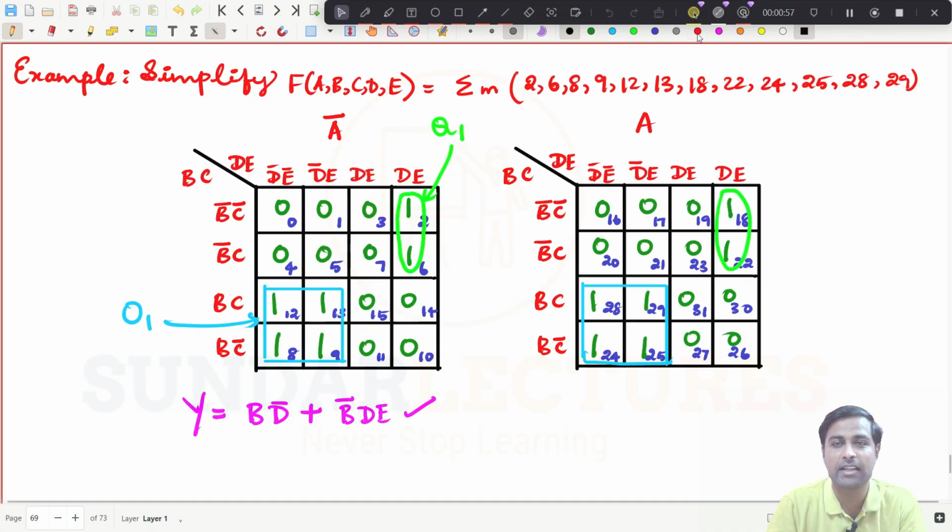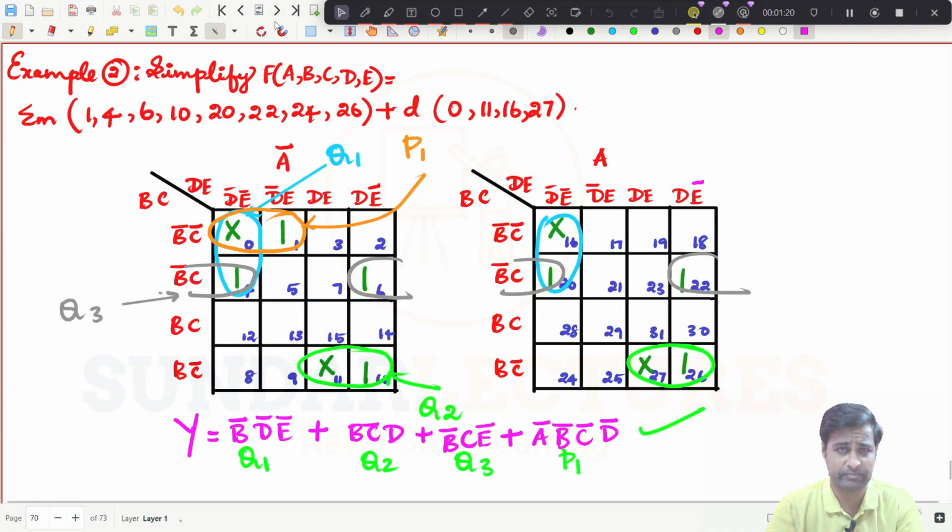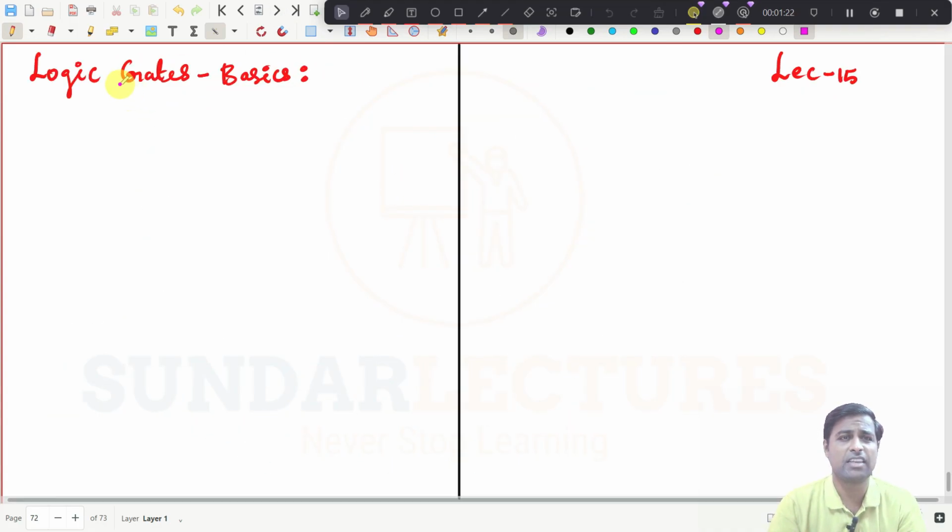See here, this one is actually D bar, right? If this is D bar, then this answer will be D E bar, because this one we have taken. So it will be B bar, D E bar. So this is the final answer. I made a mistake in the previous class. So now in this class we will see logic gates.